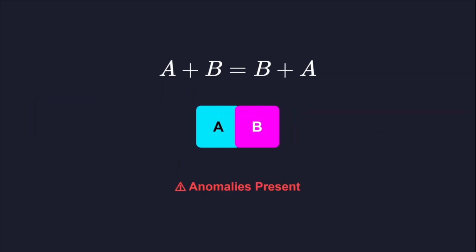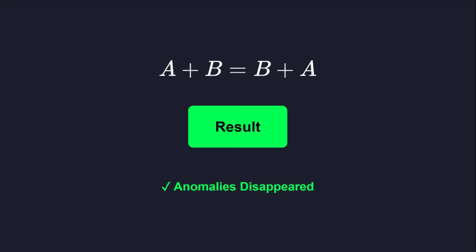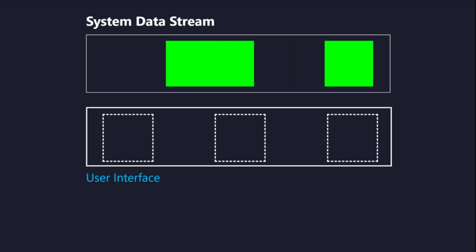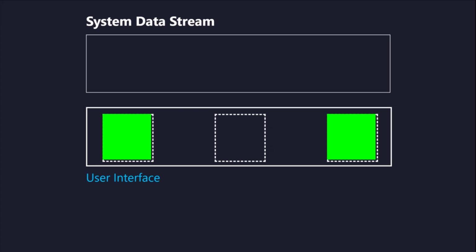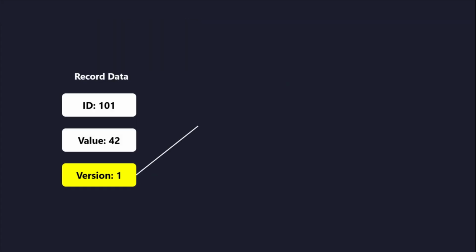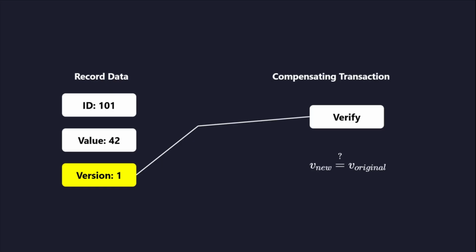Design operations to be commutative where possible. If the order of execution does not change the final result, many isolation anomalies simply disappear. In high-stakes environments, treat all uncommitted Saga data as invisible to the user interface to prevent decisions based on potentially transient states. Attach version numbers to every record. Compensating transactions must verify the version has not changed since the original forward operation was executed.